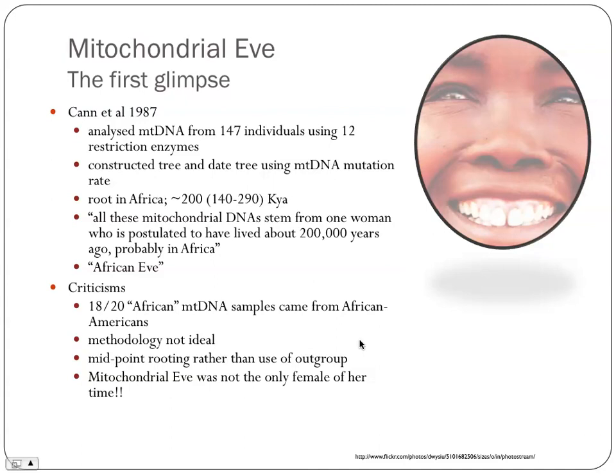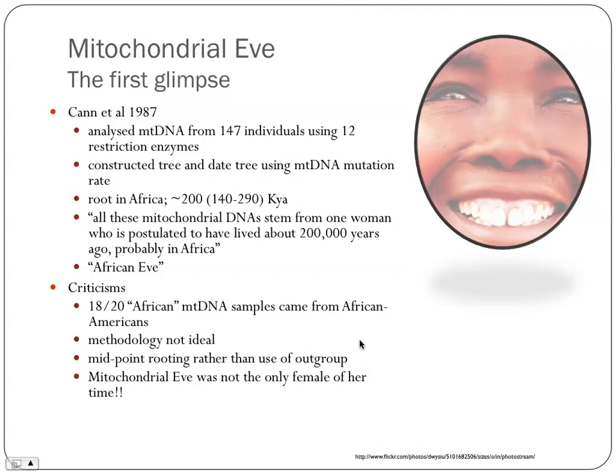And they make this point: all these mitochondrial DNAs stem from one woman who is postulated to have lived about 200,000 years ago, probably in Africa, sometimes also called African Eve. I think it's quite a poetic discovery that there is one woman who was the ancestor of all of these mitochondria that we're carrying at the moment, and she lived in Africa.